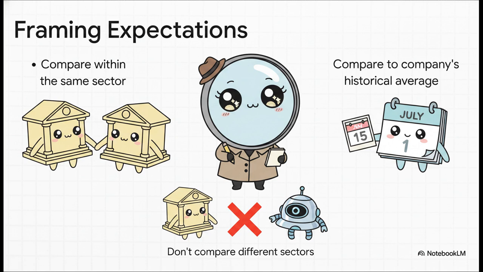First off, compare the stock to its own historical average. If a company normally trades at a PE of 25 and today it's sitting at 15, that might be an incredible bargain. Second, only compare it strictly within its own sector. Comparing a boring traditional bank to a hyper-growth cloud software company is a huge mistake. Tech sectors naturally carry higher PEs than stable, mature sectors like utilities. It always has to be apples to apples.